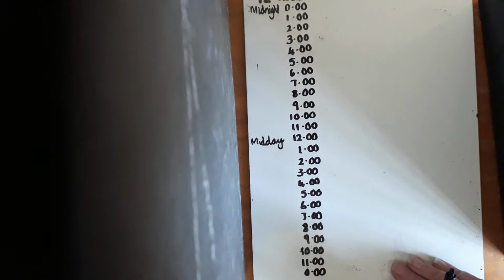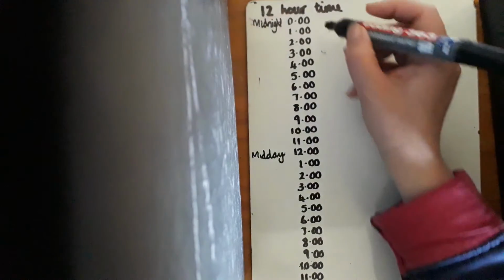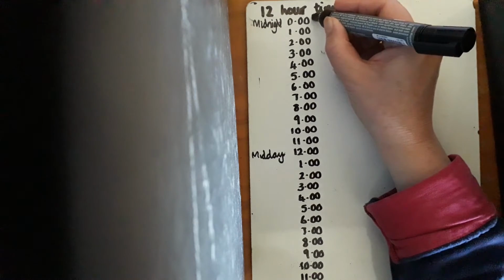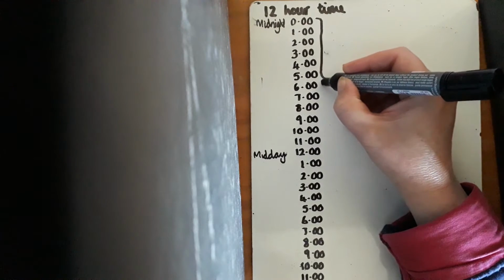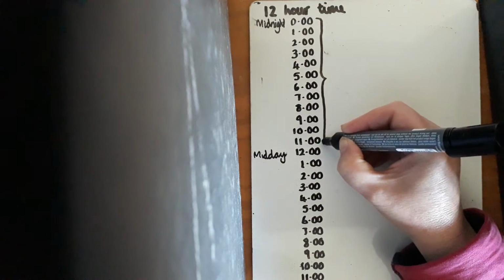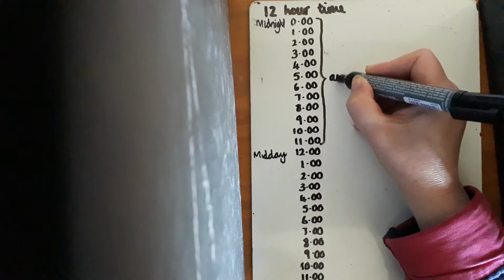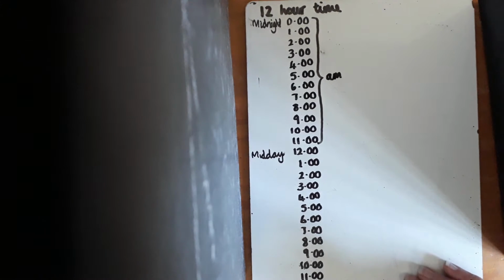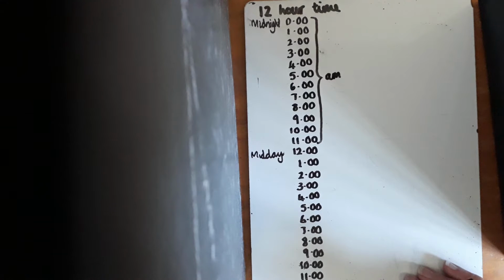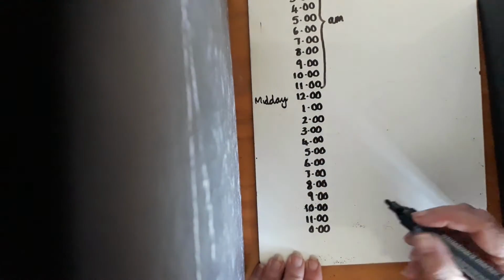Okay, so we can draw a bracket to show that from midnight through to 11:59, these are all AM times. Right, can you remember what it stands for? Okay, remember, anti-meridian.